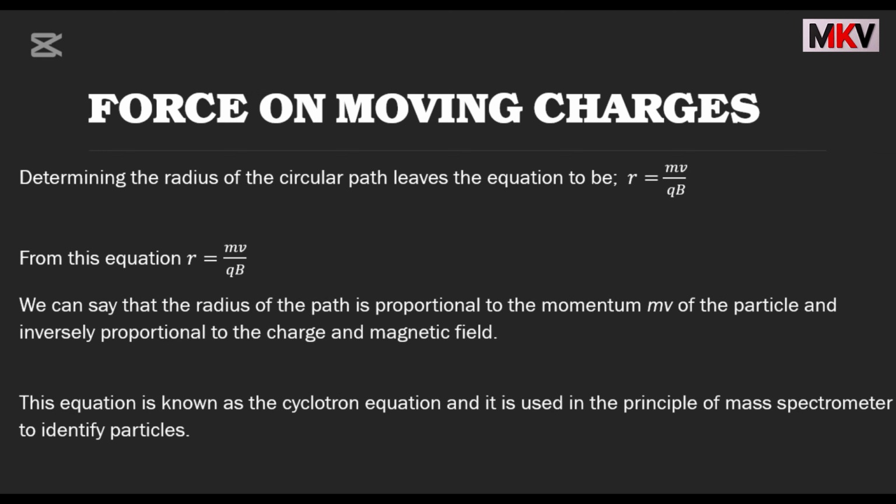From this equation, we can see that the radius of the circular path is proportional to the momentum of the particle, that is mass times velocity, and inversely proportional to the charge of the particle and the magnetic field present. This equation is known as the cyclotron equation. It is used in the principle of the mass spectrometer to identify particles.